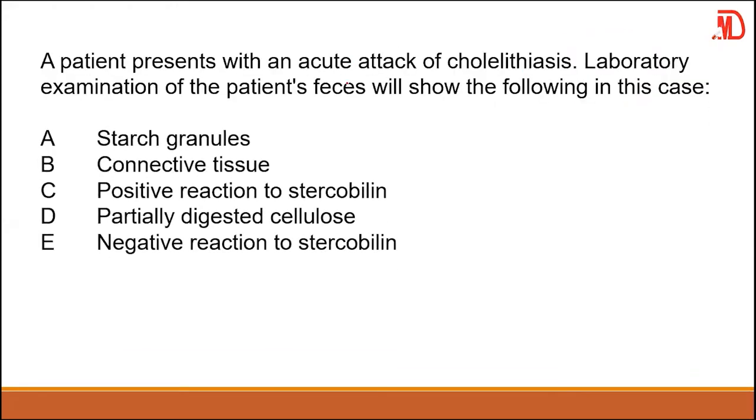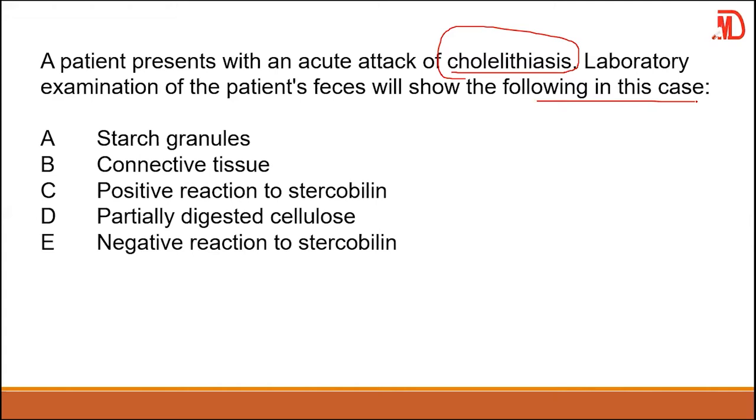All right. A patient presents with an acute attack of cholelithiasis. That is, stones in the gallbladder. Now, lab examination of the patient's feces will show the following in this case. For those who have been following, we've talked about types of jaundice: the pre-hepatic, hepatic, and then the post-hepatic. So you can tell from this question that we are definitely talking about the post-hepatic, or mechanical, type of jaundice.